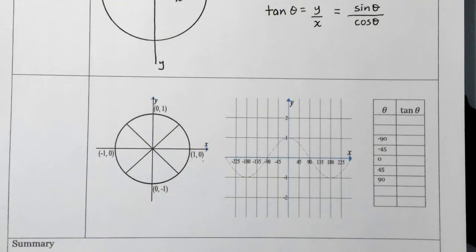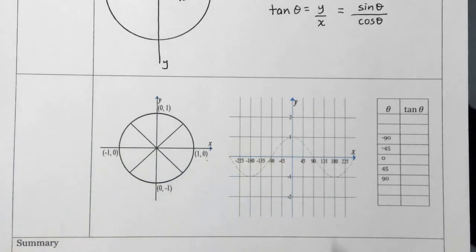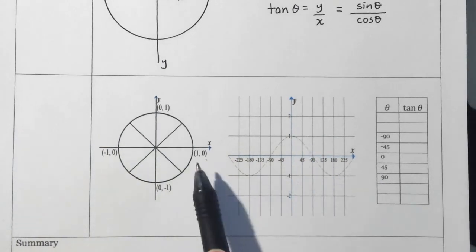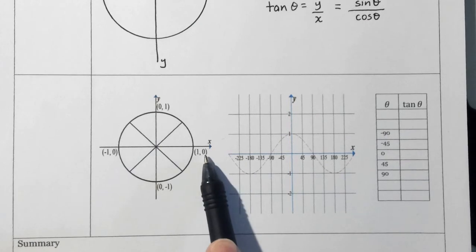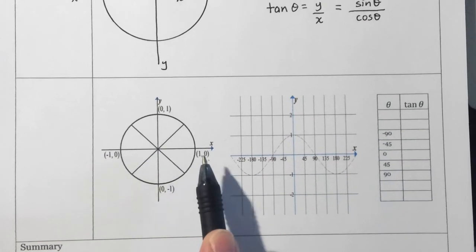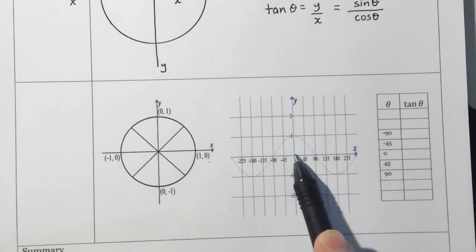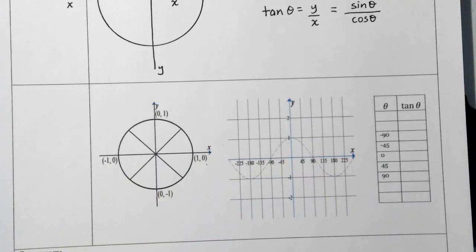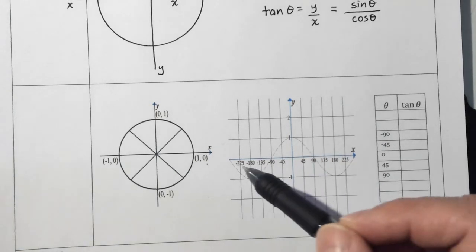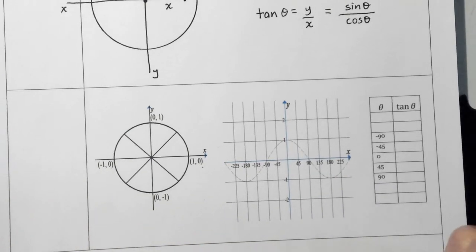You're looking at cosine, because cosine starts at 1. Cosine, sine. Cosine starts at 1, sine starts at 0. That's old stuff, old news. So, bottom line is, when you're trying to graph tangent, you're going to need to graph cosine first.